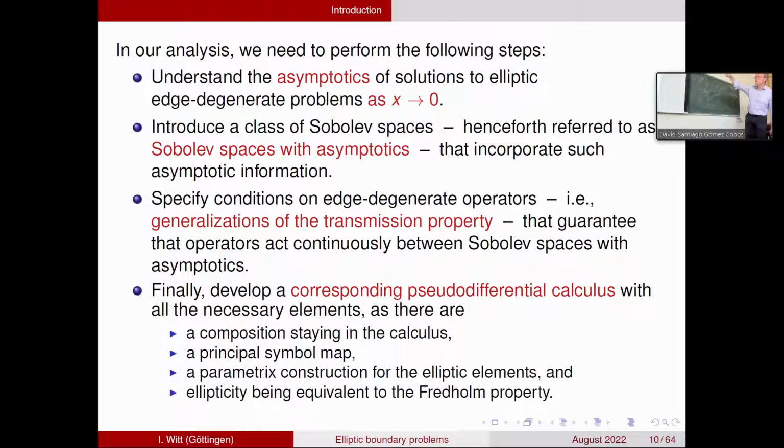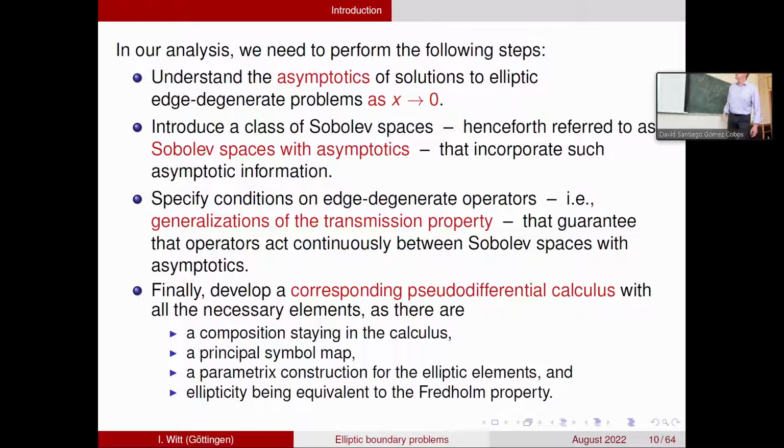And then, as I said, for Boutet de Monvel's calculus, the transmission property plays this role. We need to find the correct replacement, and this is done, as I already said, via the so-called conormal symbols. Once this has been done, it is just the usual steps in organizing a pseudodifferential calculus. Composition has to stay in the calculus. We need the principal symbol map to say what ellipticity is, a parametrix construction for the elliptic elements, and ellipticity being equivalent to the Fredholm property. That's the usual problem.